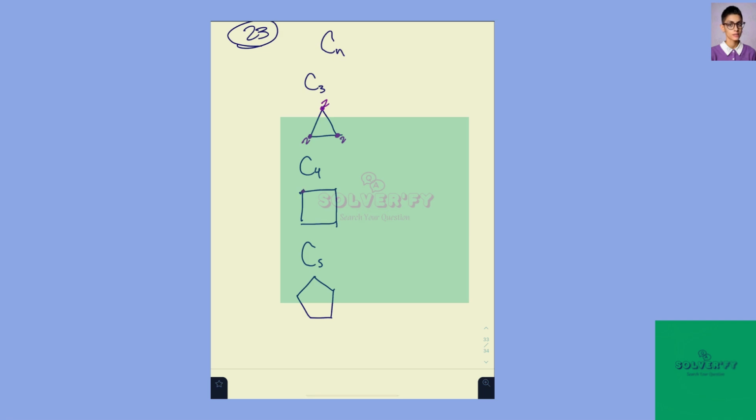Then we see here that C4 has 2 as well. It's always going to be connected to 2. This one's connected to 2, this one's connected to 2, this one's connected to 2. C5, same thing. Connected to 2, 2, 2, 2, 2. And we see that for all of the C graphs, the degree of the vertices will always be 2.